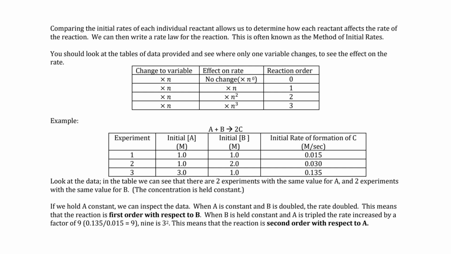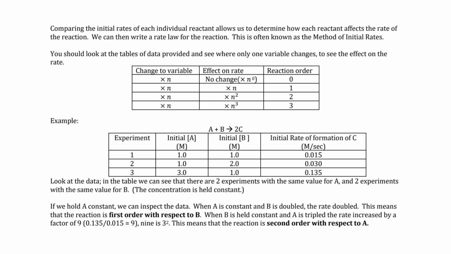So concentration A, concentration B, we have 1 molar, 3 molar, and then 1, 2, and 1 for the B. And it tells you the rate of formation of C, in molarity per second. If you look at the data, we can see that there are 2 experiments with the same value for A and 2 experiments with the same value for B. So the concentration is held constant. If we hold A constant, we can inspect the data.